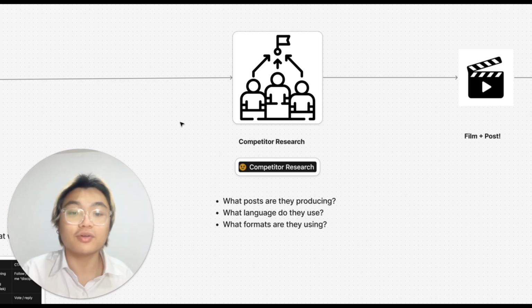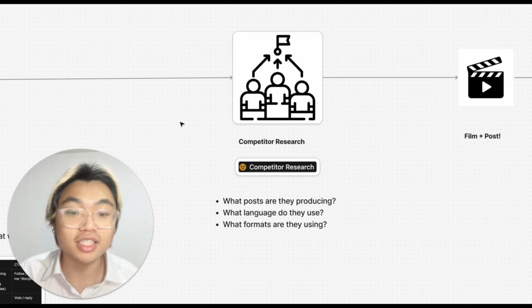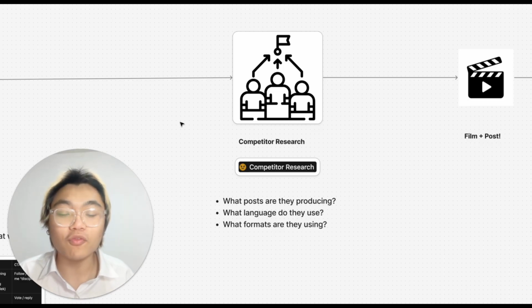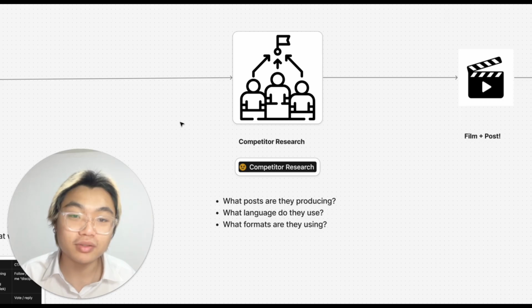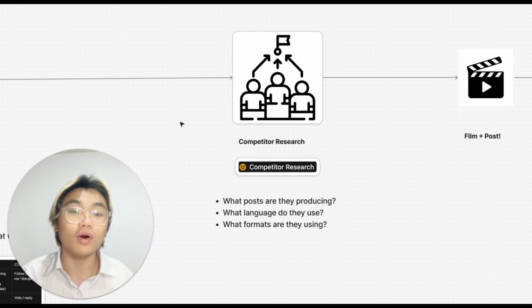And now, competitor research, right? This is the final phase. This is where I want you to look at your competitors and see what posts they're actually producing, what specific language they're using, and what formats they're specifically using. I want you to compile all this information, right? I don't want you to copy them, but I want you to take into account what they're doing, what works, right? And if certain hooks do super well, literally use them, right? Steal like an artist. I talked about it in my last video.